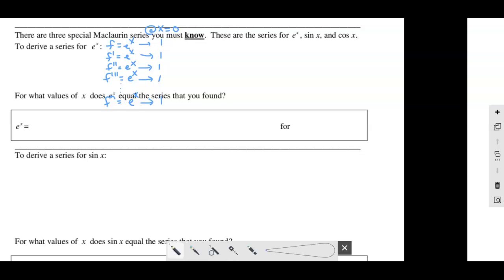And then we just need to tack on all the extra stuff. Right? Here we would tack on x over 0 factorial.